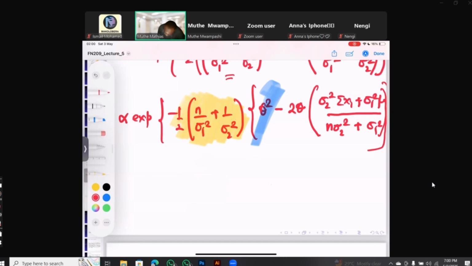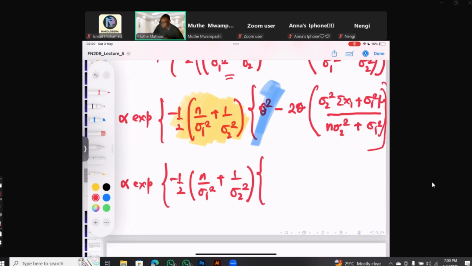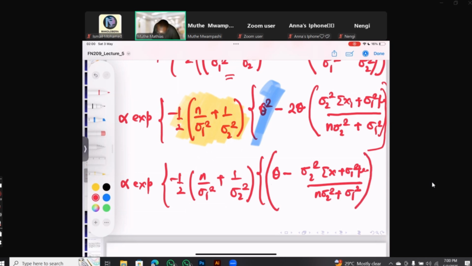Imebaki sehemu ndogo sana. And then we are going to have proportional to exponent of minus 1/2 and then n divided by this one plus 1 over this one here. Sasa hii part ya humu ndani is very tricky thing kwa sababu ni sawa na kuandika theta minus hii part, si ndio? Sawa na kuandika theta minus sigma 2 square summation of xi plus sigma 1 square mu, and then divided by n sigma 2 square plus sigma 1 square, si ndio? Sawa na kuandika hii part yote hii afu tukatake the square, kwa sababu ile constant iliyobaki ni constant, kwa hiyo itakuwa subsumed kwenye proportionality sign, kwa hiyo itaondoka, so we don't have to worry about that part again.